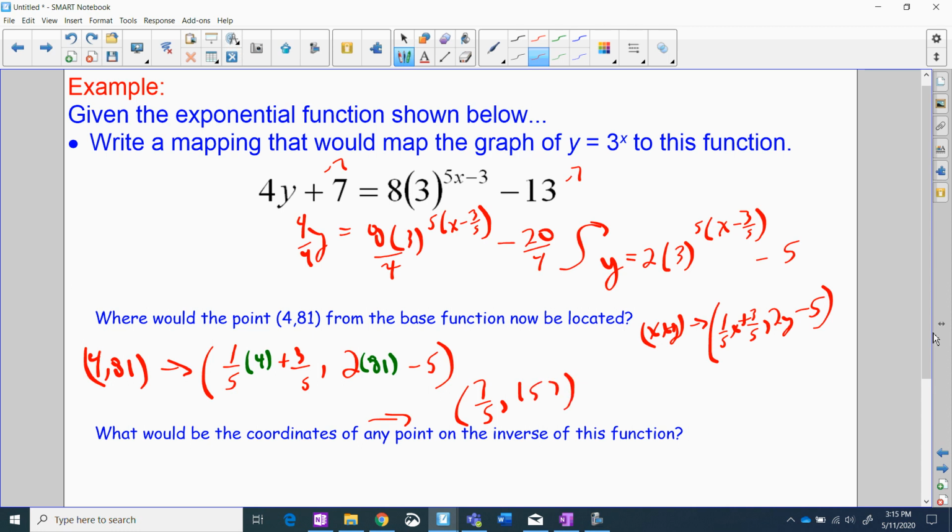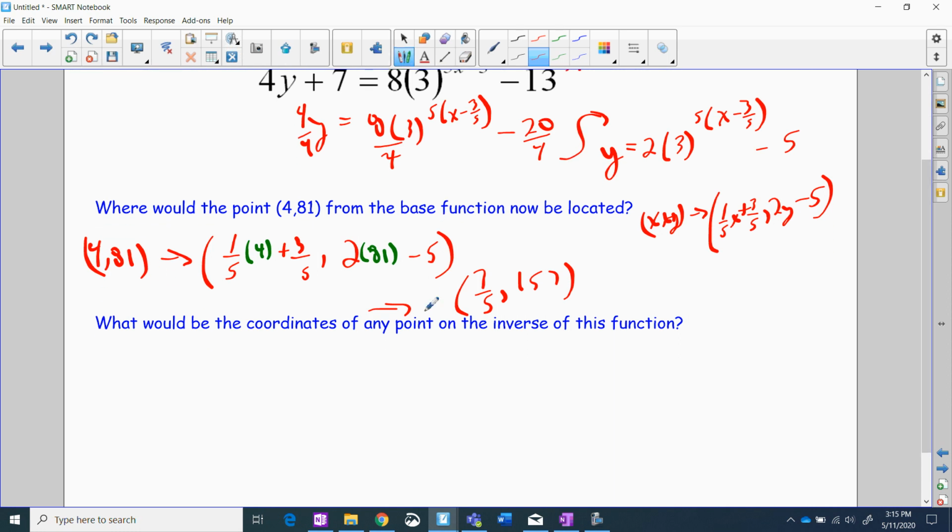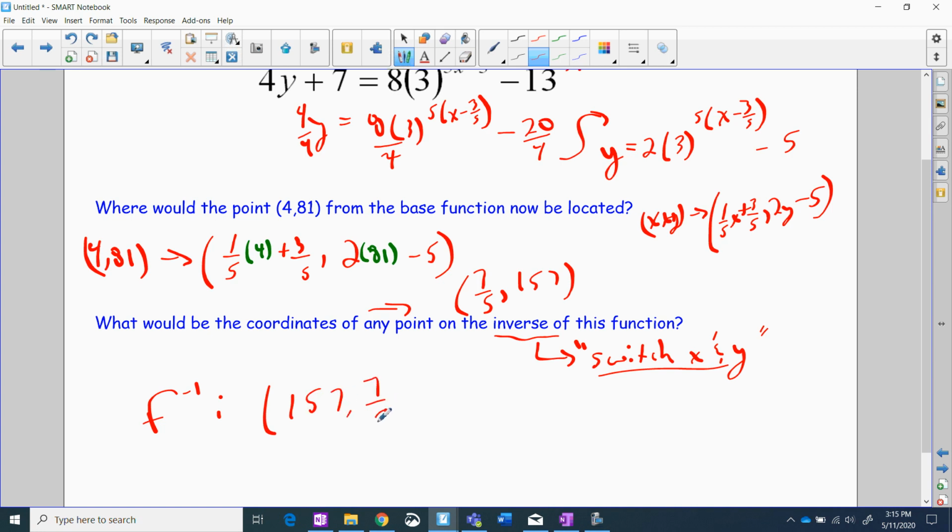And then every once in a while, we'll throw this at you to try and make sure you remember some things from Unit 1. What would be the coordinates of any point on the inverse of this function? Well, this point is on the function. So the key to inverses, if you can remember from Unit 1, switch your x and y coordinate. So because I've got a point already on the new function, to get a point on the inverse, you just switch it. It'd be (157, 7/5). And that would be a point on the inverse.